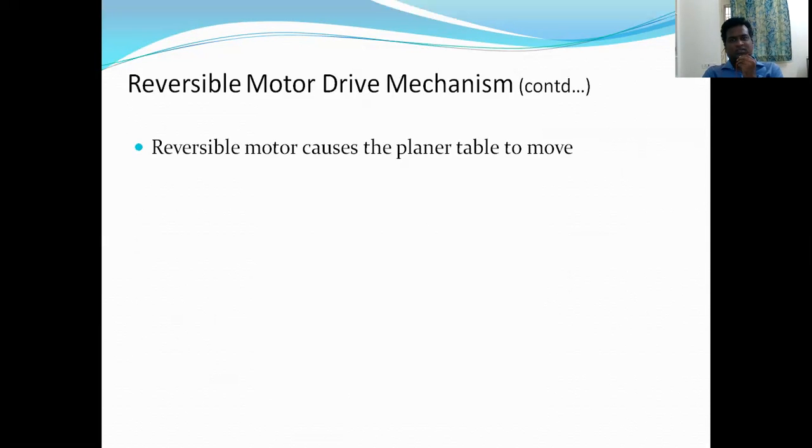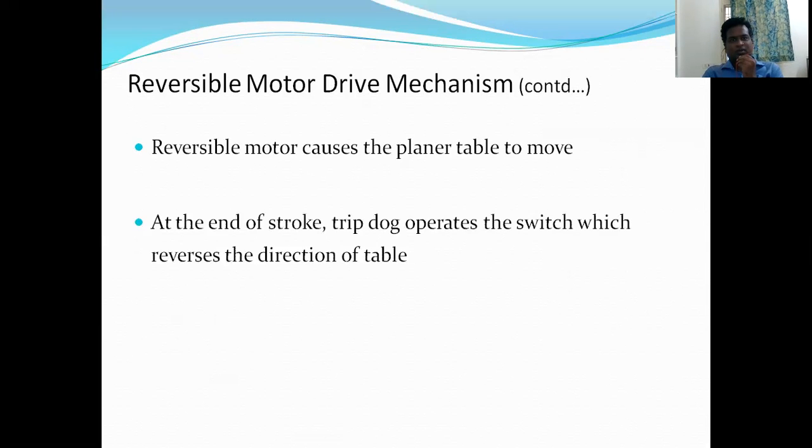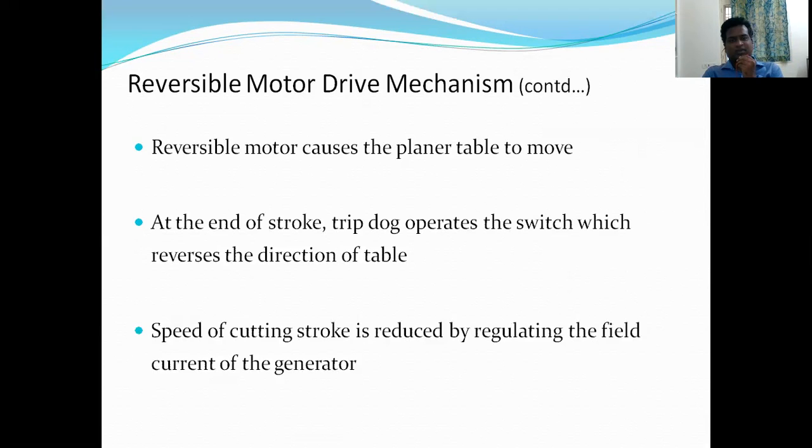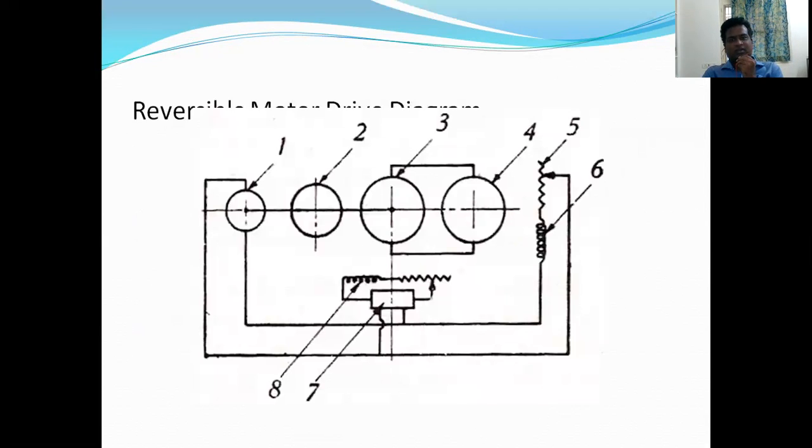Reversible motor causes the planer table to move. At the end of stroke, trip dog operates the switch which reverses the direction of the table. So speed of cutting stroke is reduced by regulating the field of the current to the generator.